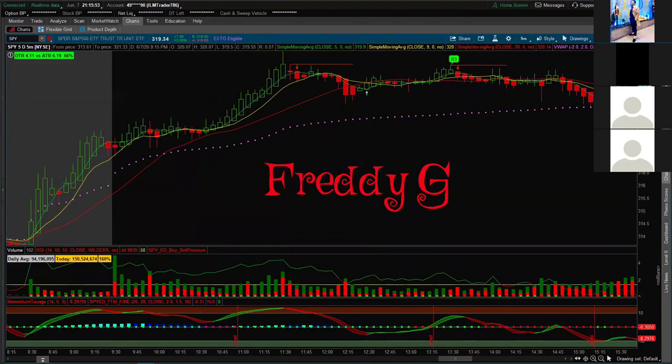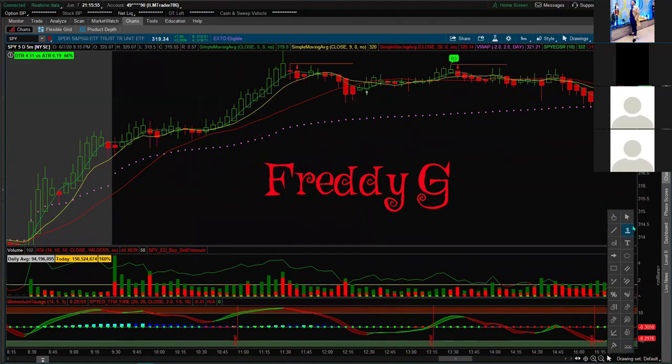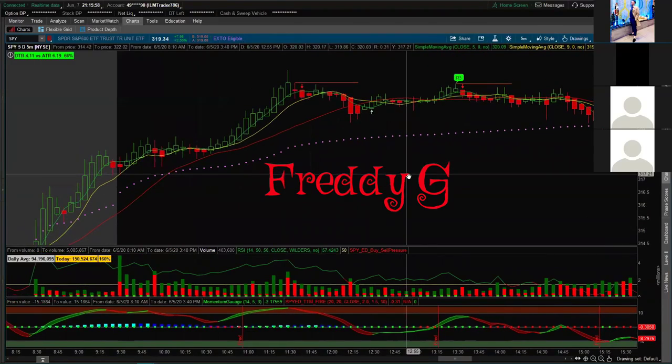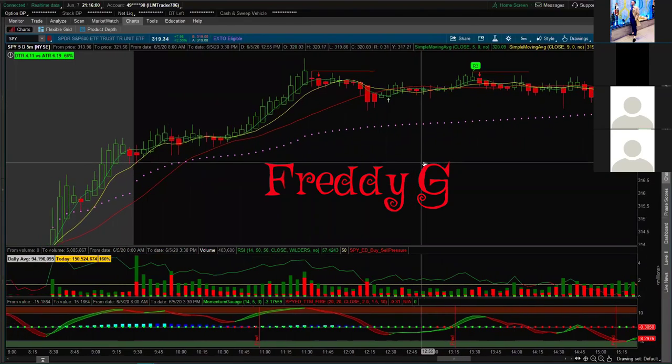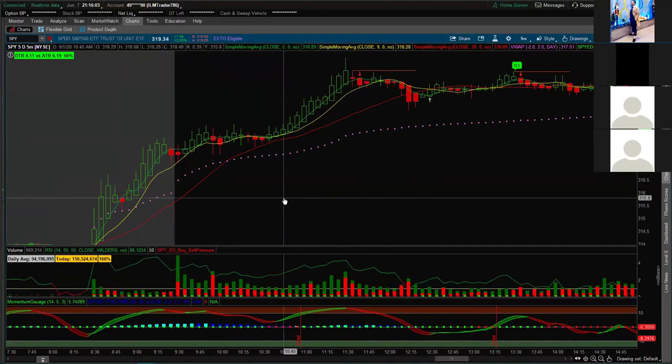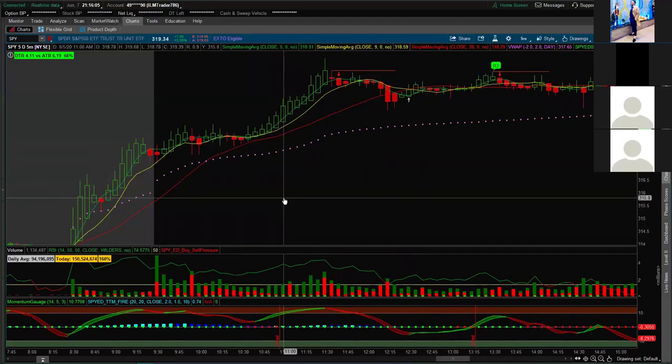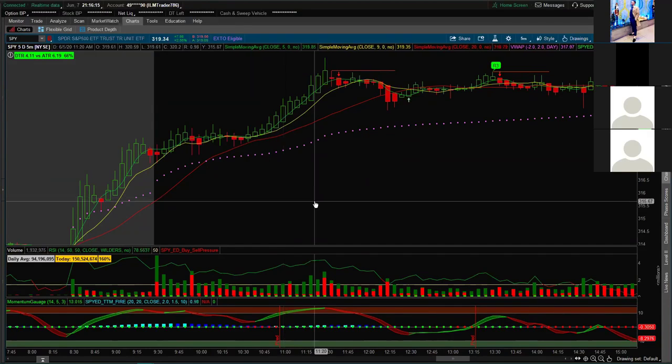So at the beginning of the day, the 5 is above the 10, it's above the 20, which means those are all positive bullish indicators. And then it's above the VWAP, which means it's trading above. If I understand correctly, if the 5 is above the 10, which is above the 20, that's a good bullish trend. And when the 5 starts slipping underneath one of those indicators, that means it's starting to make a downfall.